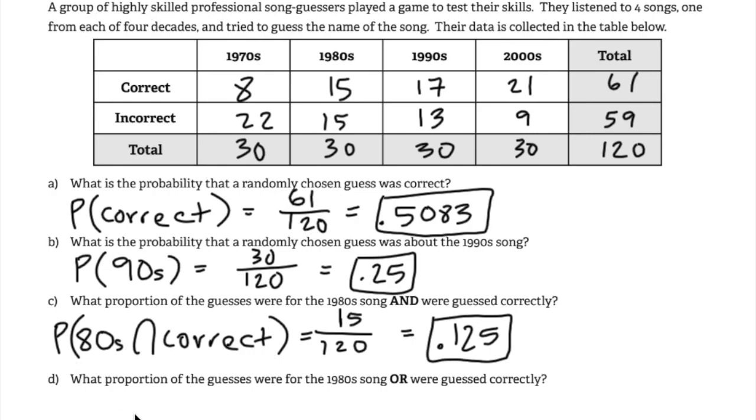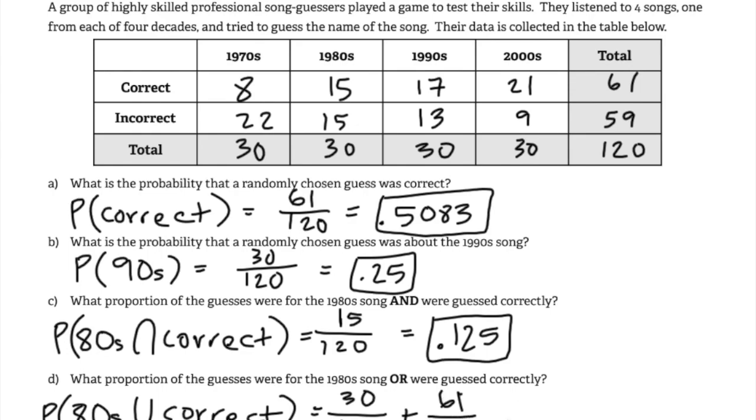So then we get to the next question, which is our OR question. So OR means what proportion of the guesses were either for the 80s song or were correct or both. So if we think of that as adding, we add for OR, and that's basically what we're doing, but we need to double check at the end. So we're going to add overall probability of 80s song was 30 out of 120, plus overall probability of correct was 61 out of 120.